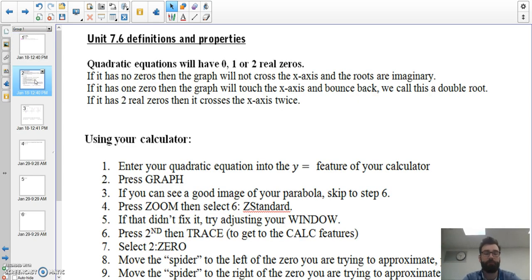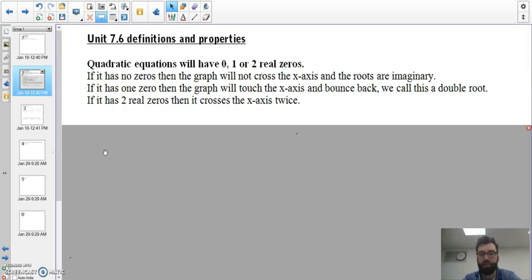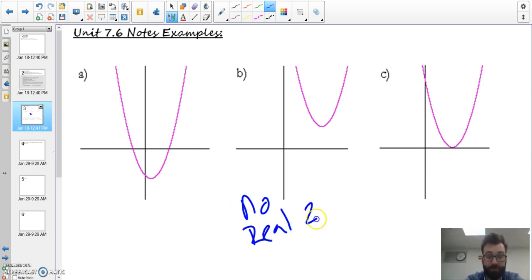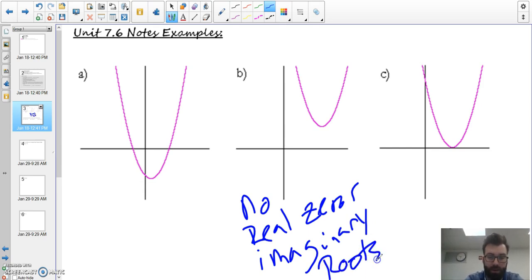All right. Remember, quadratic equations will have any possibility of 0, 1, or 2 real zeros. Okay, if the function has no zeros, the graph will not cross the x-axis and the roots are imaginary. So this would be an example of that. Okay, so I'm going to, so I'm using my finger this time. No real zeros, imaginary. So if it's hard to read, I apologize.